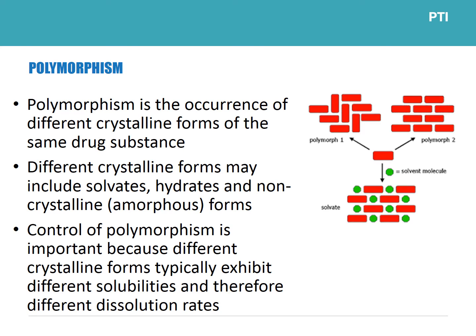We're going to consider now how we control polymorphism in drug products. Polymorphs are different ways of arranging the same molecule differently in a crystal lattice. So if you take a look at the diagram on the right hand side, the top two diagrams, polymorph 1 and polymorph 2, show different arrangements of the same molecule in a crystal lattice, giving rise to two polymorphs.